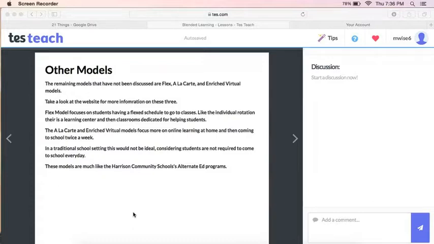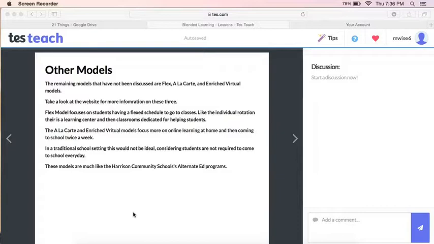So the Flex model focuses on students having a flex schedule to go to classes, kind of like the individual rotation where they have a learning center. And then classrooms are dedicated for helping students. But the students are free to go to class whichever they prefer. The a la carte and Enriched Virtual models focus more on online learning at home and then coming to school like twice a week. In a traditional school setting, this would not be ideal considering students are not required to come to school every day.